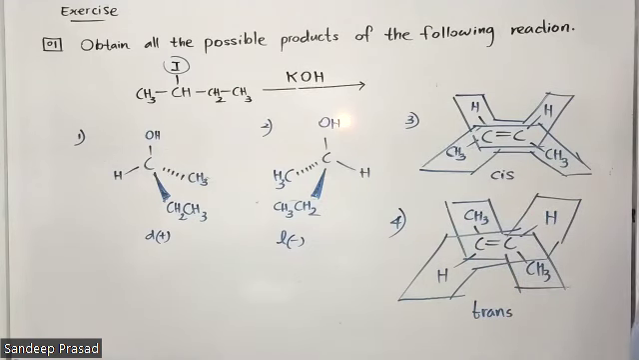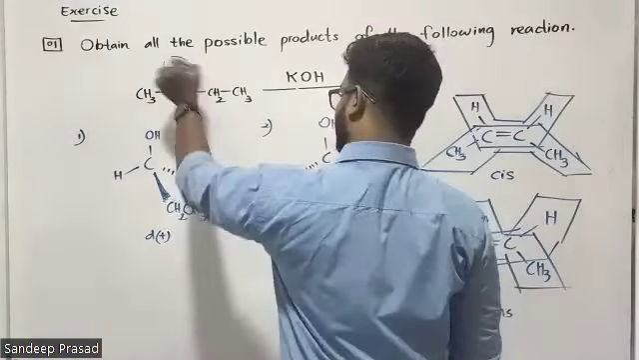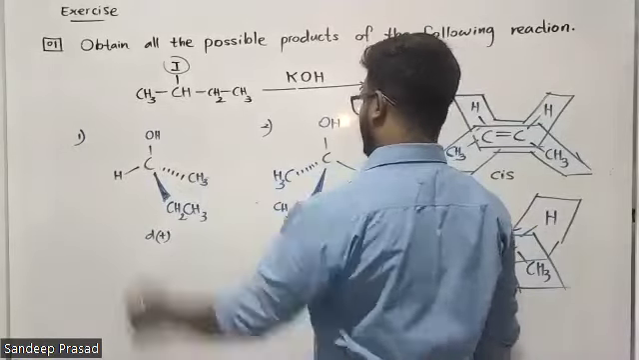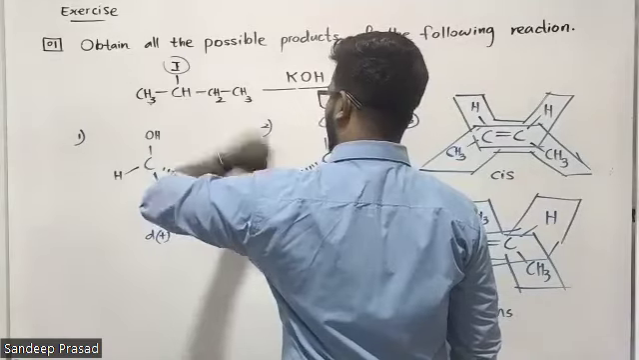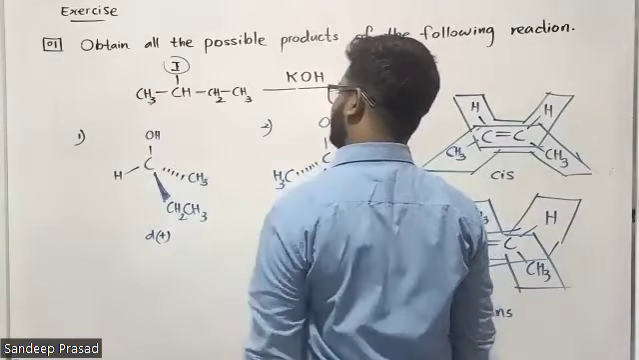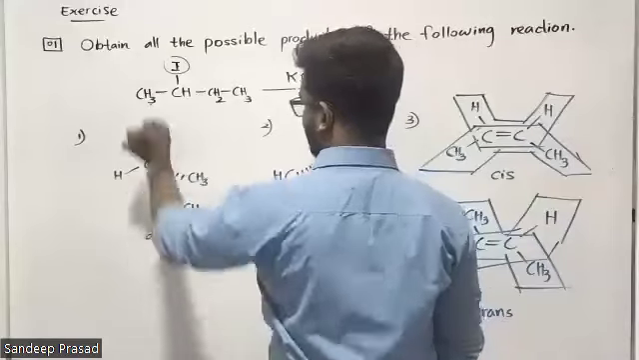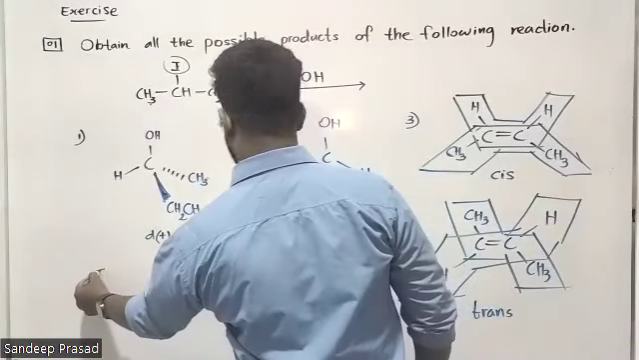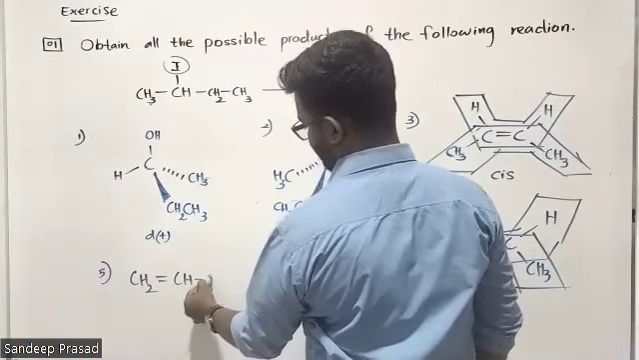Okay, is that all? Students, I told you that there can be a minor product as well. Minor product is obtained when iodine is eliminated with the hydrogen from the carbon which is rich with hydrogens. Then hydrogen is eliminating here. Number 5 should be CH2 double bond CH, CH2, CH2.